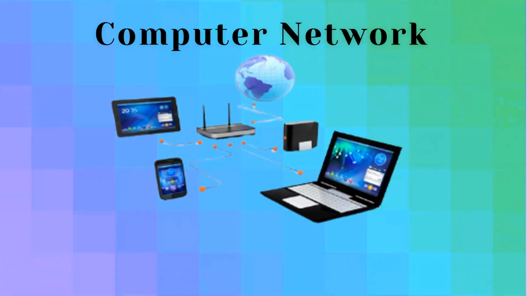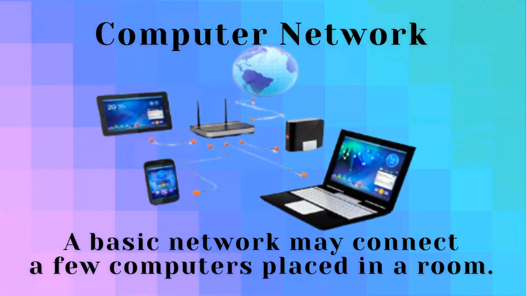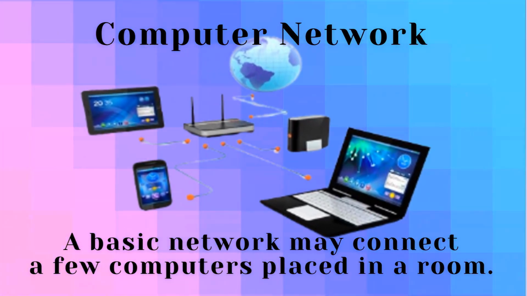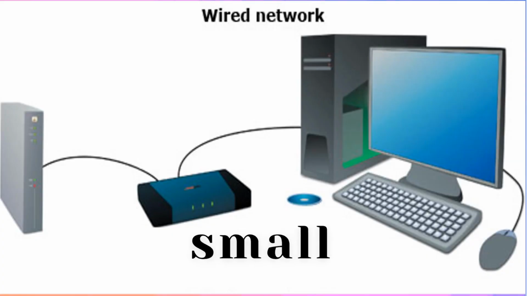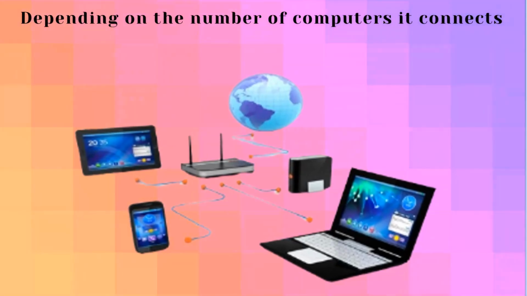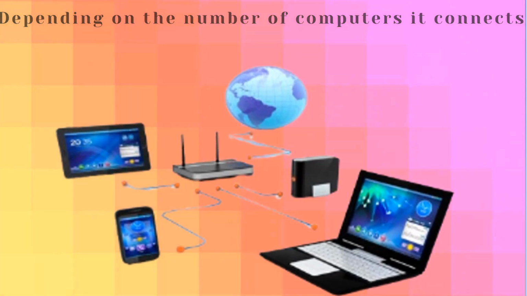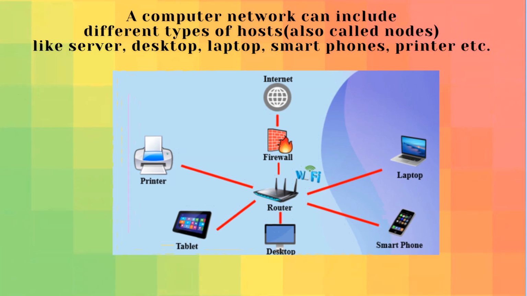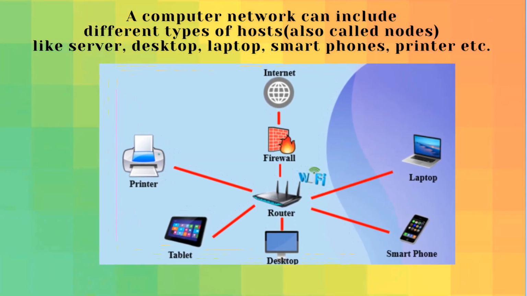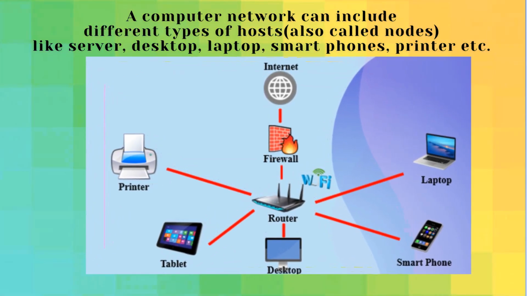Understanding the basics of computer networks. A basic network may connect a few computers placed in a room. The network size may vary from small to large, depending on the number of computers it connects. A computer network can include different types of hosts, also called nodes, like server, desktop, laptop, smartphones, printer, etc.